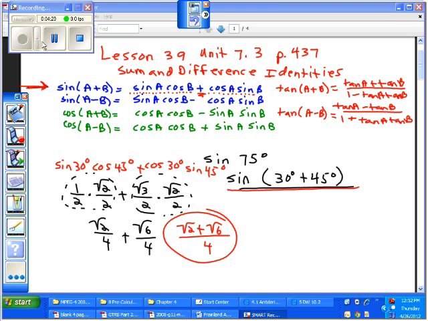But we need to think about quadrants. What quadrant is 75 in? 2. Sine is what in quadrant 2? Positive, so our sign is correct. It's in 1, I'm sorry. 75 is in quadrant 1, and sine is positive in quadrant 1. And so square root 2 plus square root 6 over 4 is the simplified answer to sine 75 degrees.